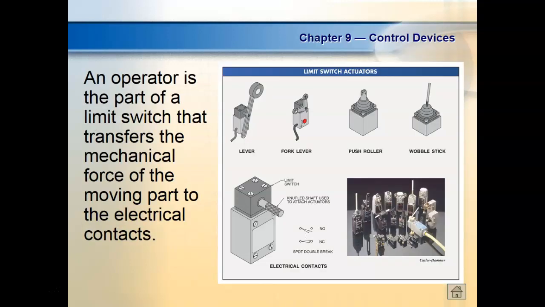The operator is what actually makes physical contact with the device. We have different operators: wobble stick, push roller. This limit switch here can actually be changed from a rotary switch to a push roller by taking this output off. So a rotary limit switch does what? It actually rotates. The operator rotates the switch, where a push type would actually push into it. Right? Does that make sense?